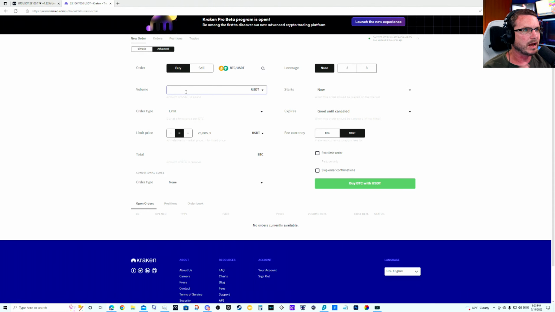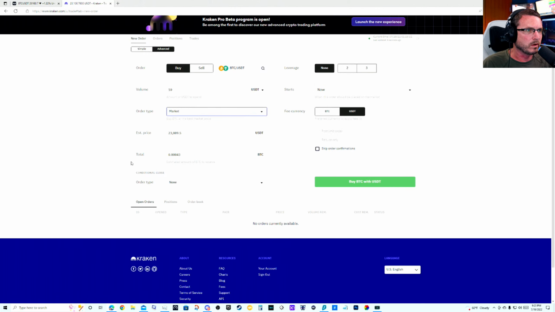Use US dollar Tether. I have 20, basically. So let's say we want to buy $10. For the type, I want to do a market order because I don't want to wait for it. I want to just buy it. A market order is instantaneous.